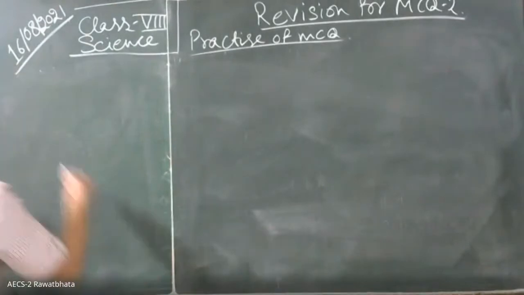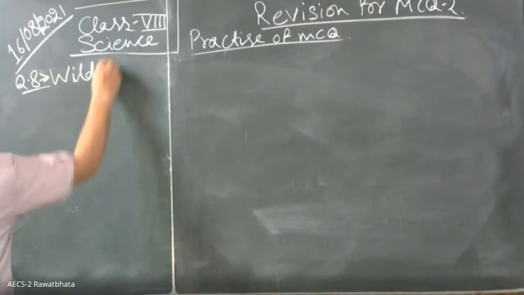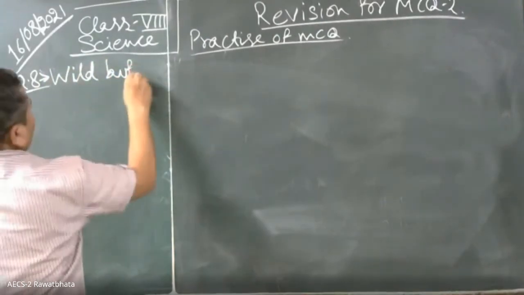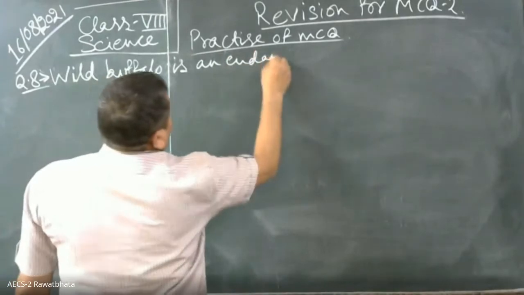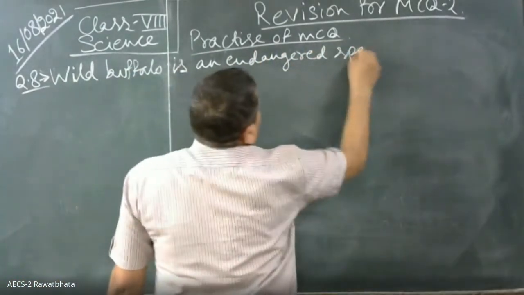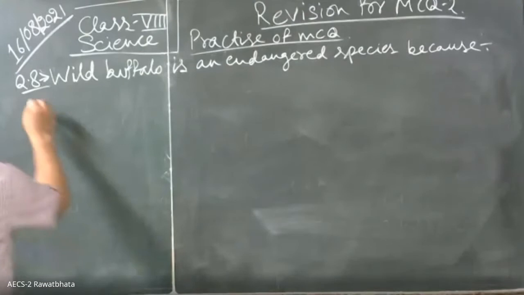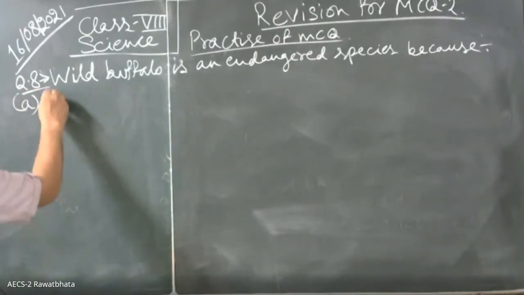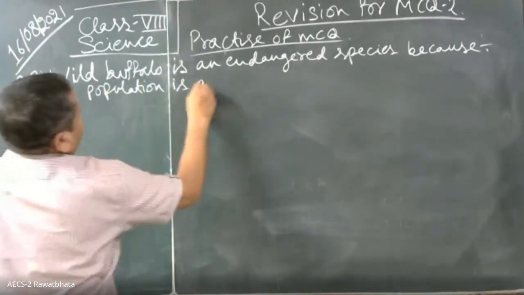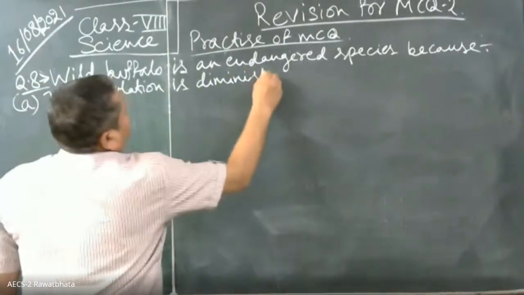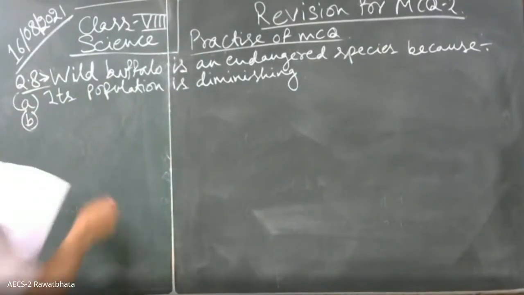Question number 8. Write down. Wild buffalo is an endangered species, because A, its population is diminishing. Diminishing का मतलब होता है बेटा कम होना, decreasing. Diminishing means what? Decreasing. Okay? B, it has become extinct.